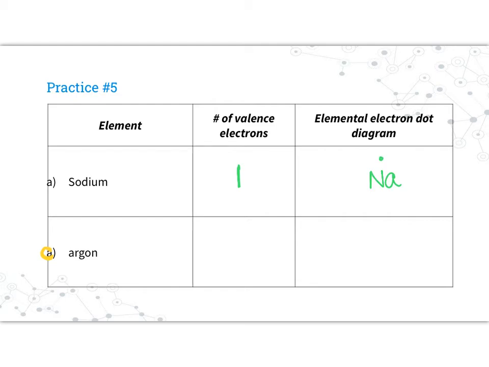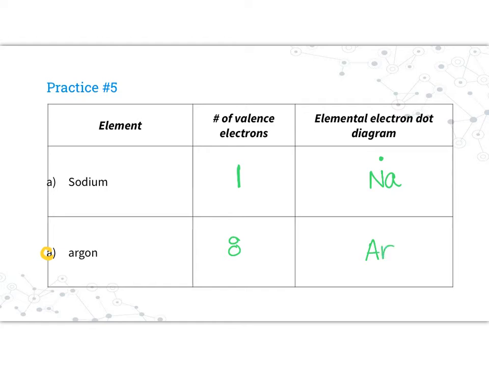Argon has how many valence electrons? Well, we count across, we find argon in the noble gases. So we count across the periodic table in period 3, so row 3. We count sodium, magnesium, aluminum, silicon, phosphorus, sulfur, chlorine, argon. We've counted 8 things across. That means that argon has 8 valence electrons.